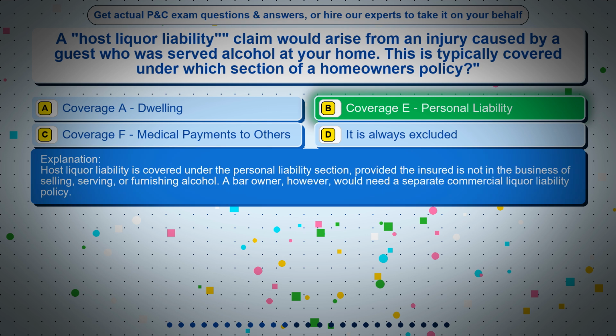Host liquor liability is covered under the personal liability section, provided the insured is not in the business of selling, serving, or furnishing alcohol. A bar owner, however, would need a separate commercial liquor liability policy.